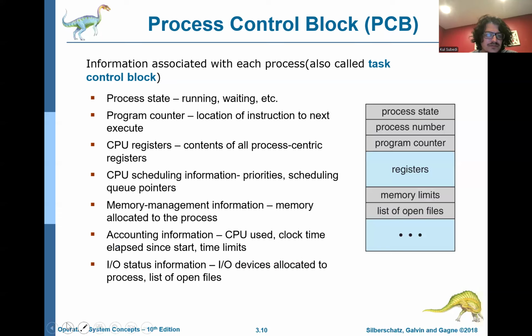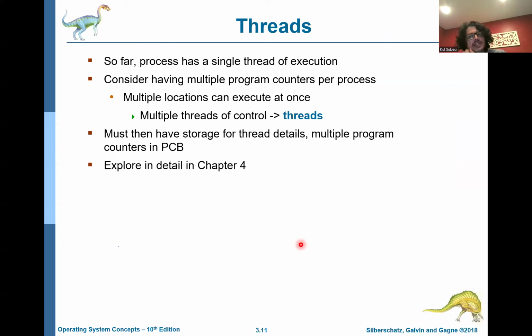Process, now thread. What is a thread? What the heck is a thread? So far, each process has a single thread of execution. If you have a main program, you run that process as a single program. Boom. Now, what if we have multiple program counters per process? Multiple locations can execute at once.